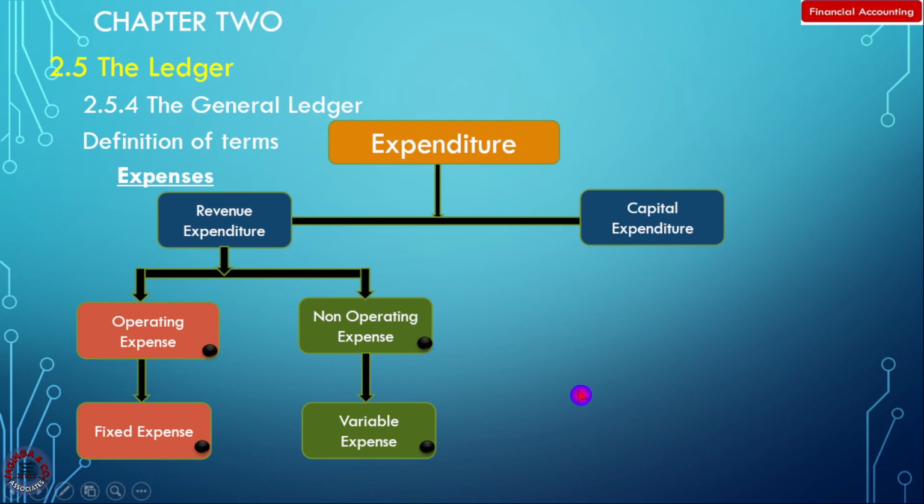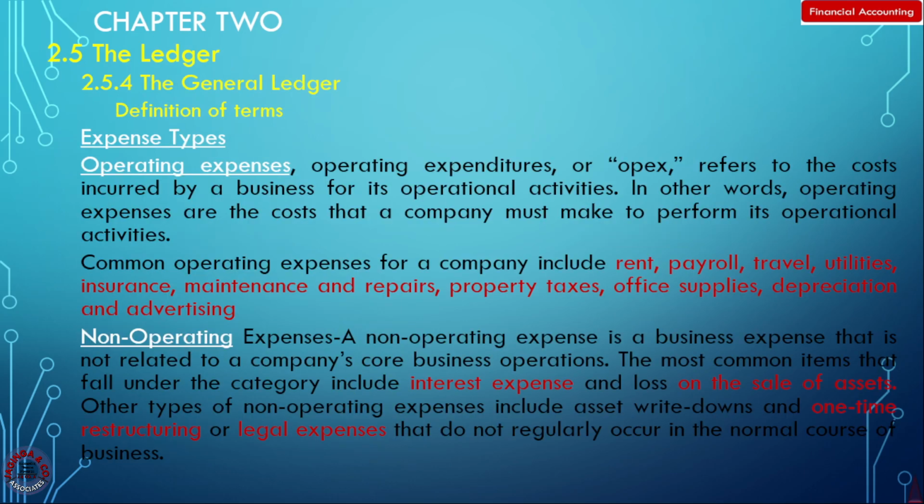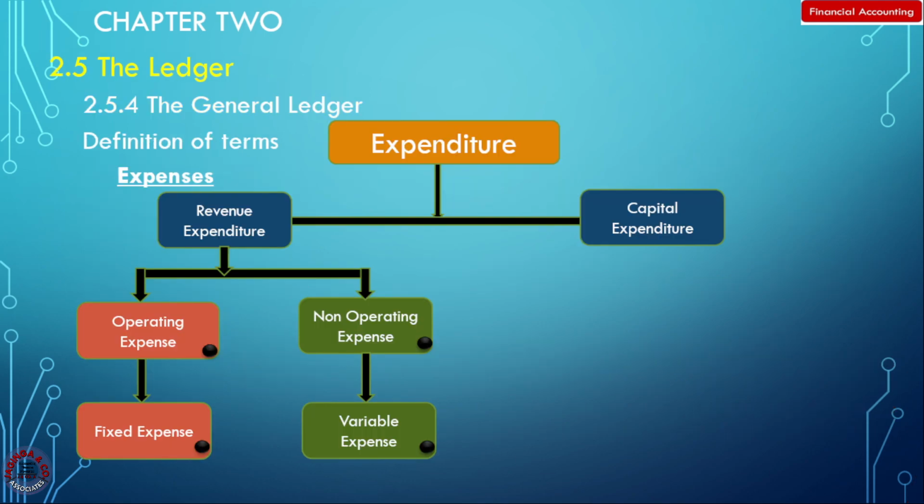So we have two different types of expenditure. We are calling expenses revenue expenditure, and capital expenditure is the other type of expenditure. Capital expenditure is when you buy assets. You are buying capital assets, you are buying vehicles, you are buying furniture, you are buying some equipment. So we call those capital expenditure. They will appear in your balance sheet and not in your profit and loss.